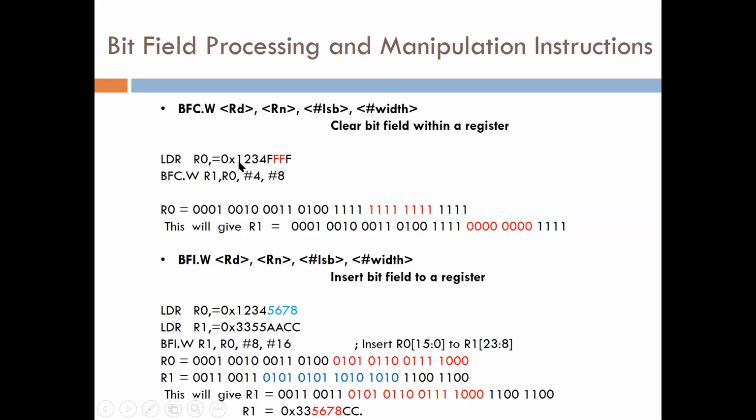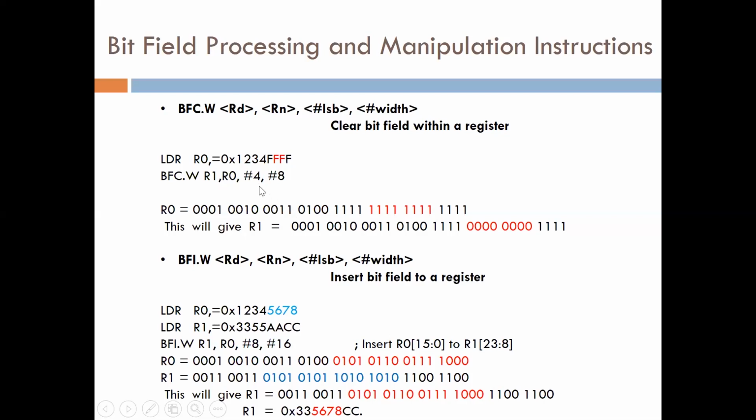Let us say the constant value here is 1234FFFF is the data. Now immediately after this instruction, I have used BFC.W R1 comma R0 comma #4 comma #8. Now let us see what happens in this instruction. So we have represented the content of R0 in binary. That is 1234FFFF represented in binary. Now if you just look into the instruction, it just gives the position. #4 gives the position of the bits in a source register. So #4, that is the #LSB field, we have the data as #4. It represents the bit position.